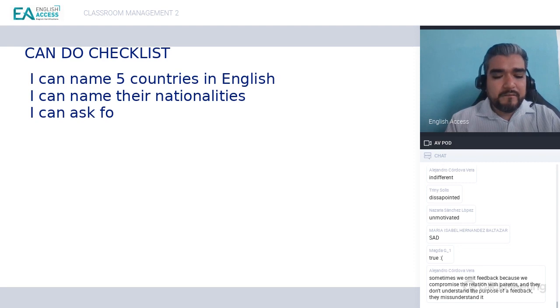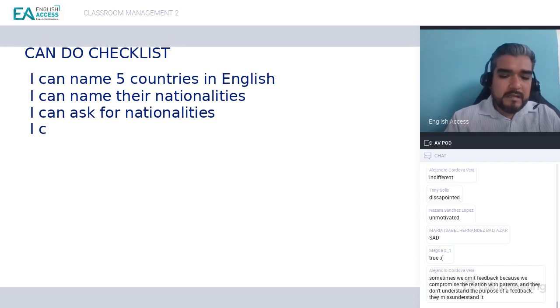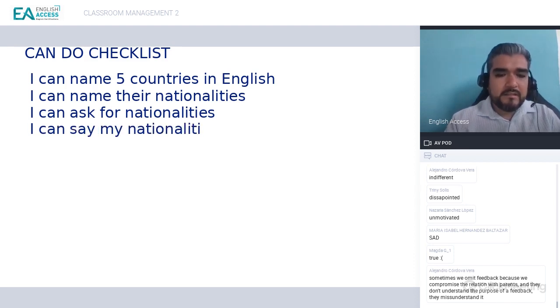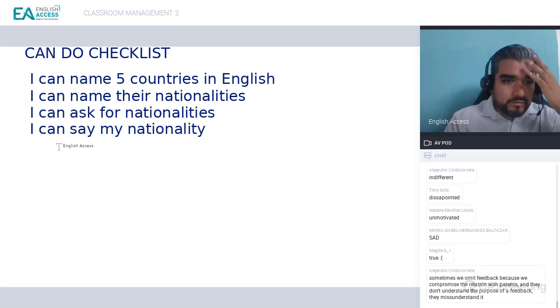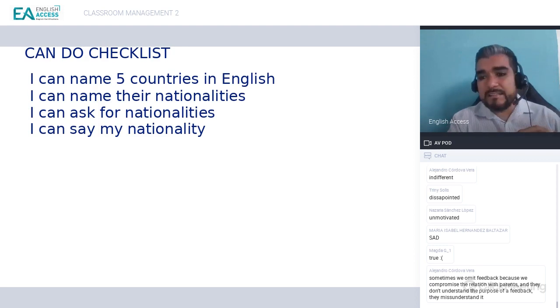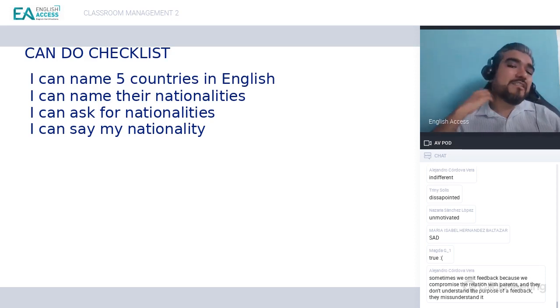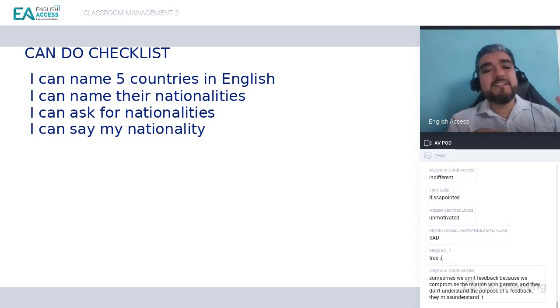I can ask for nationalities. I can say my nationality. Okay, so this is one example. I used to do this on the board, and I used to ask student by student, first the smarter students. I can name 5 countries. Okay, you tell me 5 countries. Mexico, Japan, China.